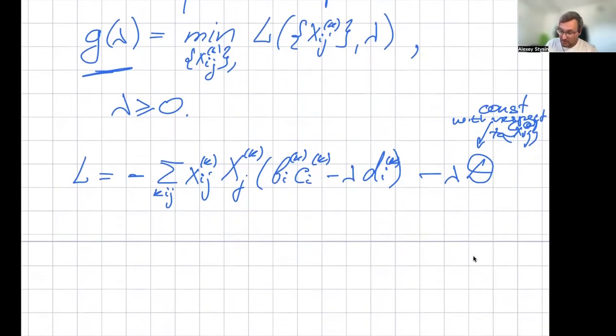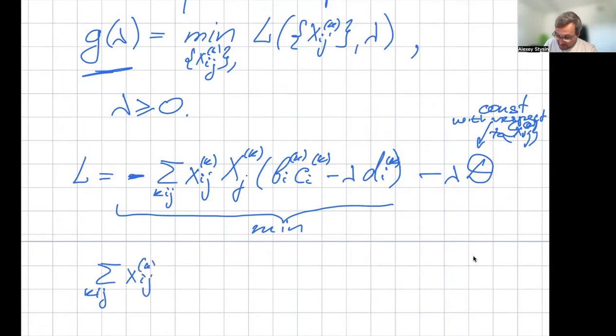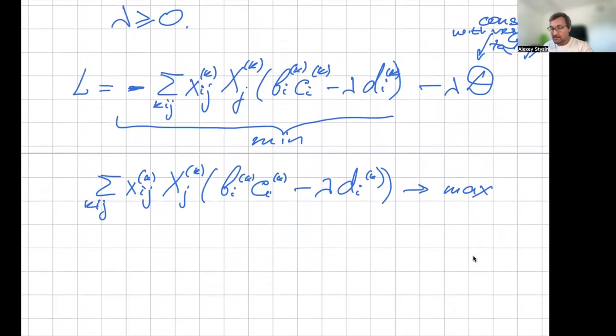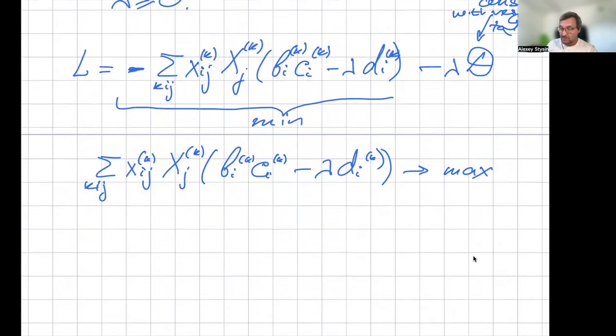Okay, so now we want simply to minimize this thing. And given that there is a minus sign, what we really want to do is maximize it. Let me rewrite it just like this. We just want to maximize this expression, xjk bi ci minus lambda di of k. So we really want to maximize this. And this is a very easy maximization problem.